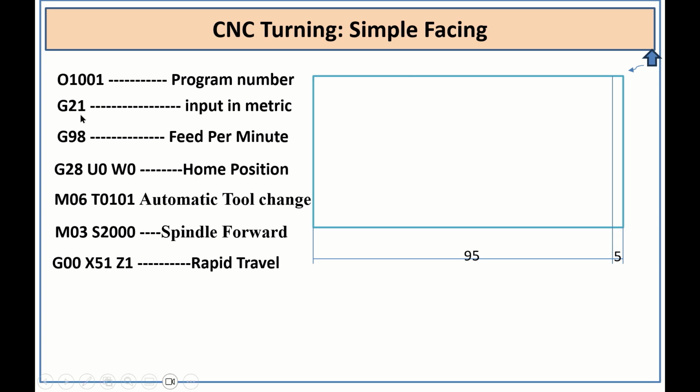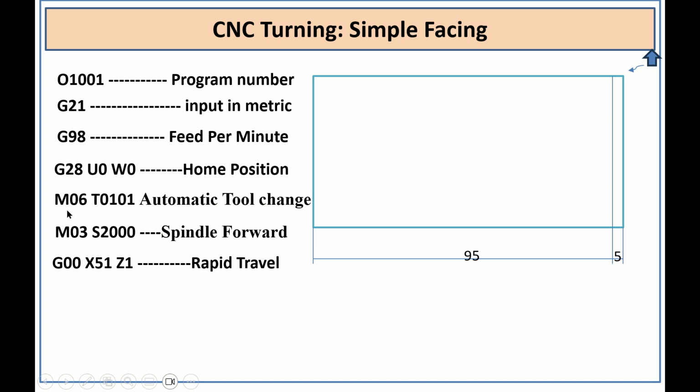G21 is the G code for input parameters in metric. That means all the inputs whatever we are giving, the computer will consider in metric, that is in mm. G98 indicates feed per minute and G28 U0 W0 indicates the home position. Now this is the home position where we need to change the tool. So now we call the tool holder to home position.